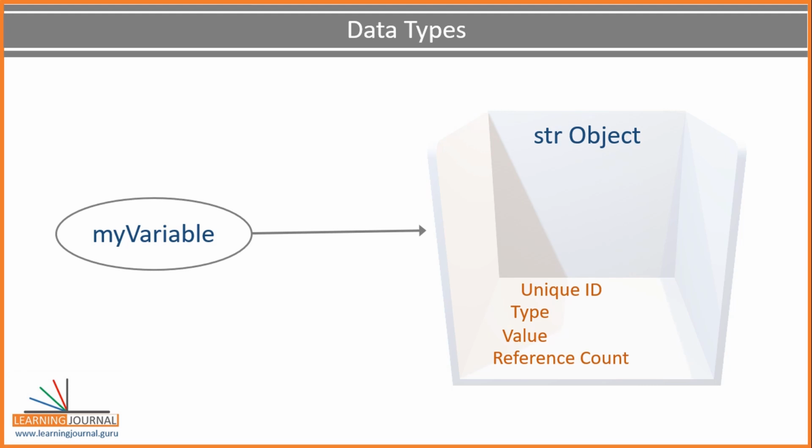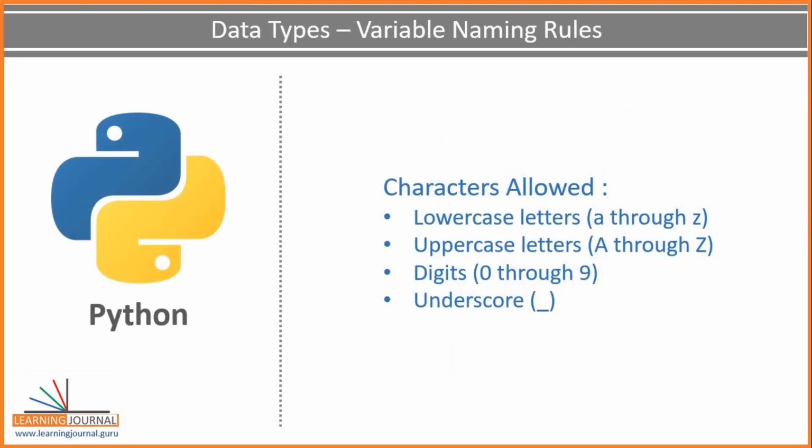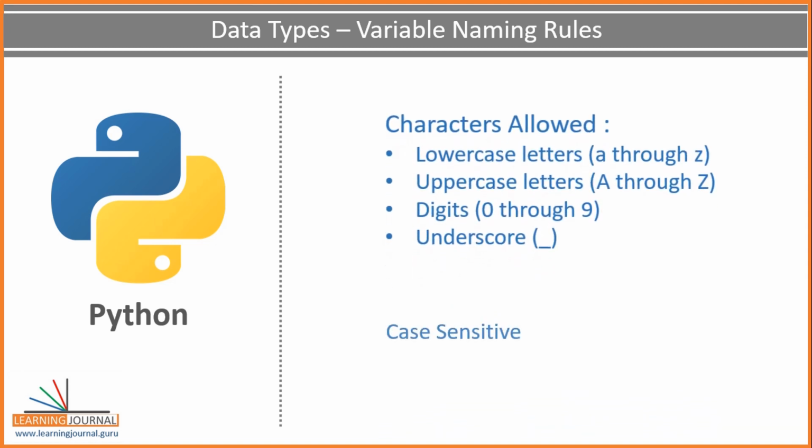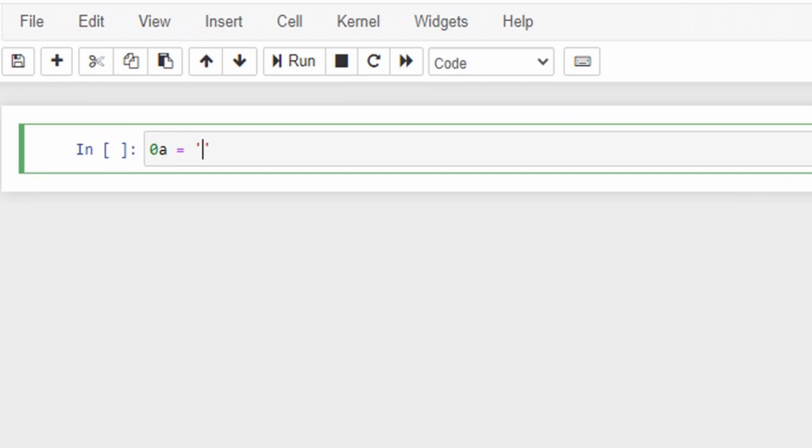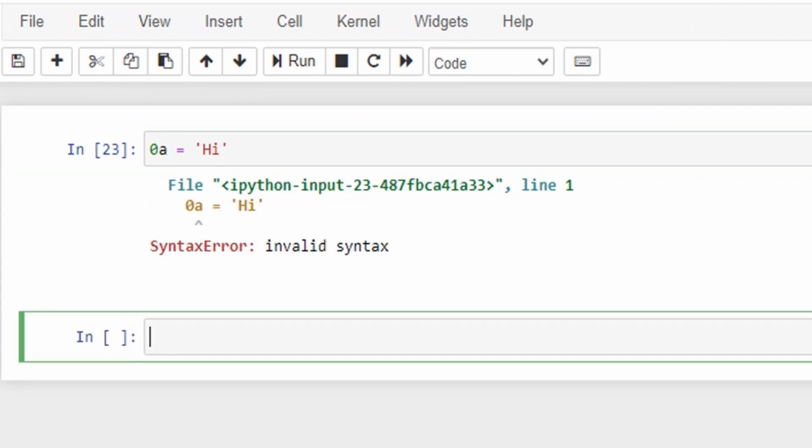Great. The next thing is the variable naming rules. Like all other languages, Python also imposes some rules for creating variable names. Here they are. You can use only the following characters: lowercase letters, uppercase letters, digits, and underscore. Variable names are case sensitive, which means this, and this one are all different names. A name must begin with a letter or an underscore, but not a digit. See, it gives me an error. Names that begin with an underscore are treated specially, which you will learn later.